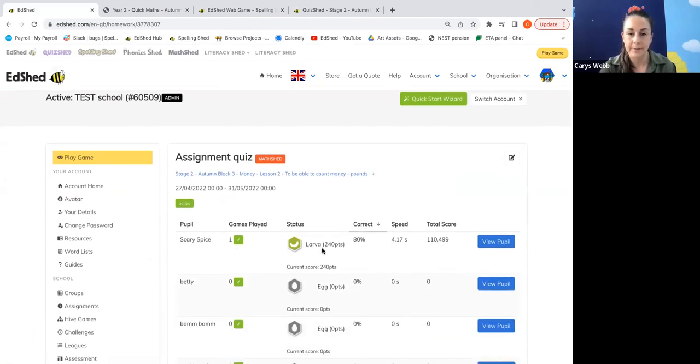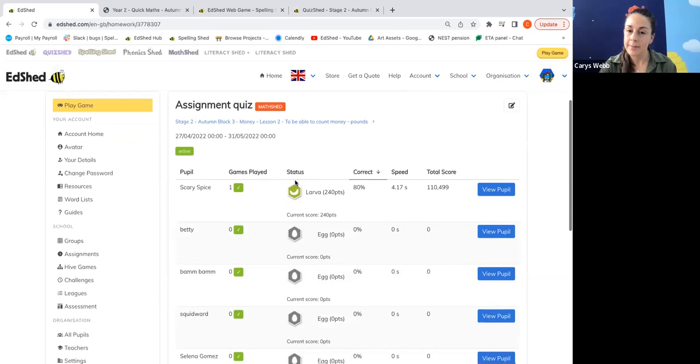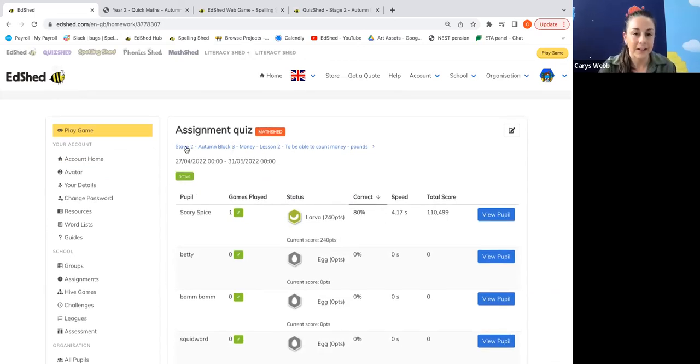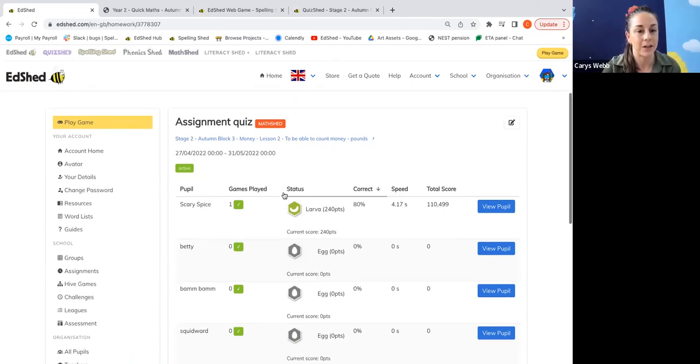You can see the amount of games played, their assignment status, which changes, the percentage they've got correct, and we can see if they have played or done their homework and how they've got on here. So that's really nice to see. You can also assign the lessons, which I'll touch on in a moment. And we also have a fluency part of MathShed, which I'll also show you.